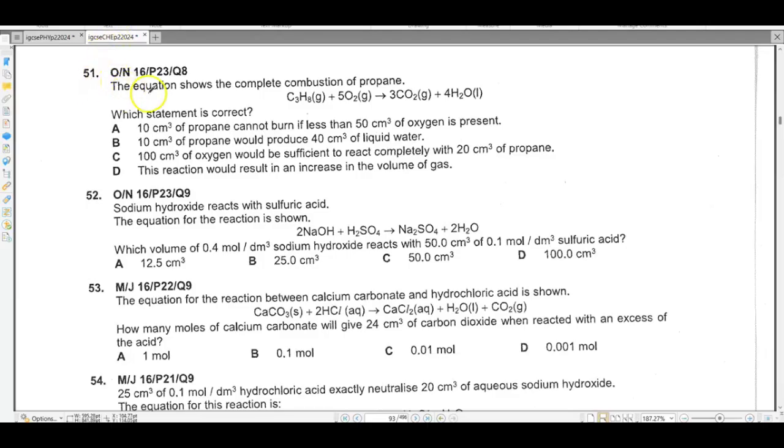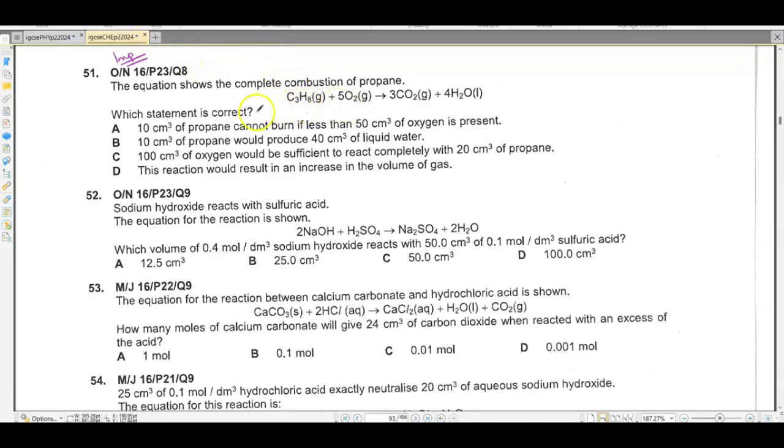Question number 51. The equation shows the complete combustion of propane. Which statement is correct? Now we'll have to see everything about these statements and we'll have to solve them. And this is a very important question. It tells you a few very important tips and concepts that you need to remember for the questions that come in your CIA paper.